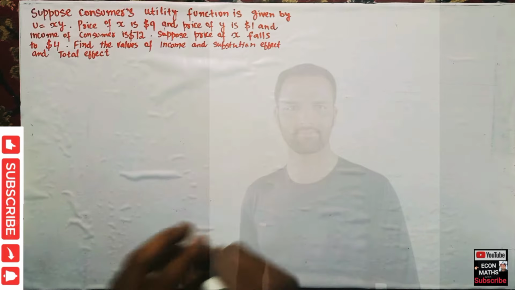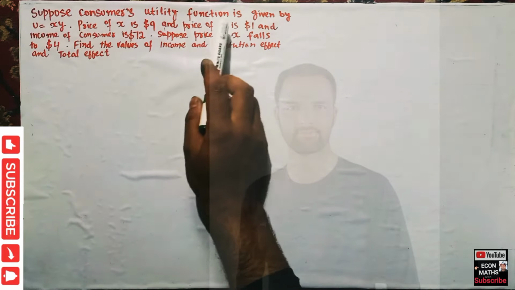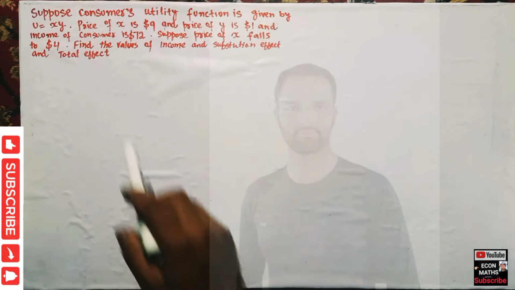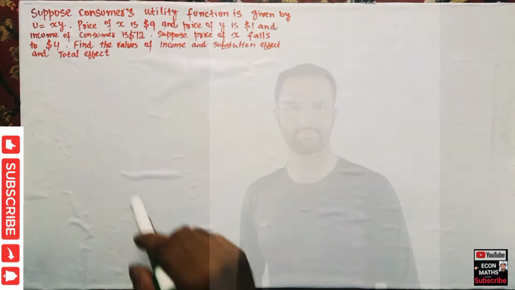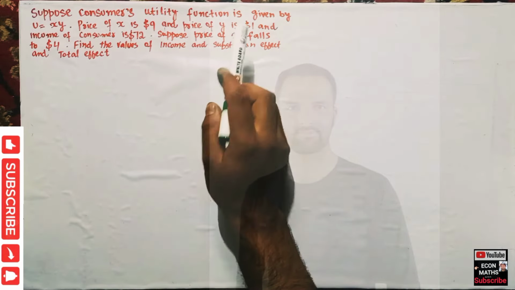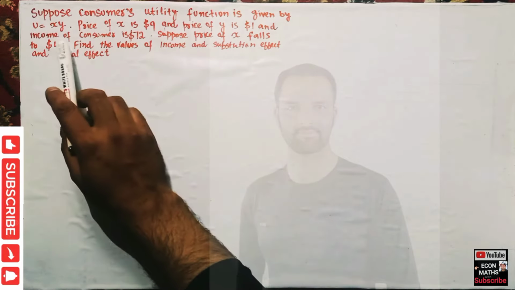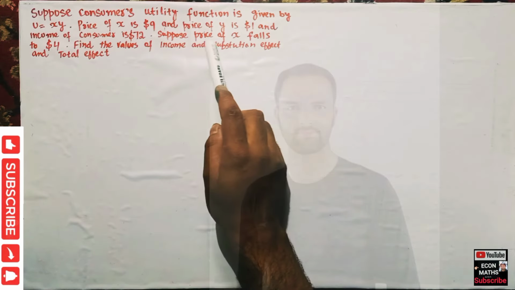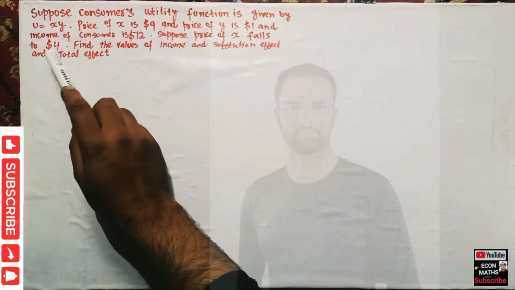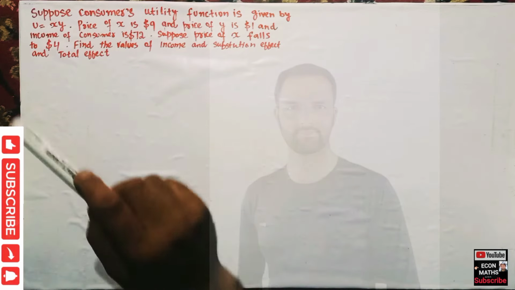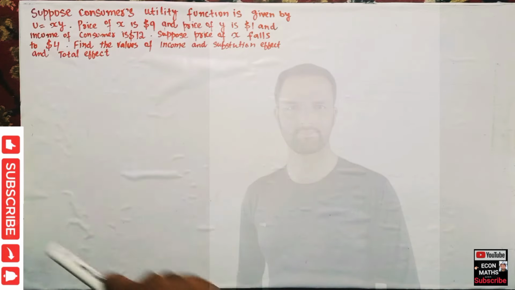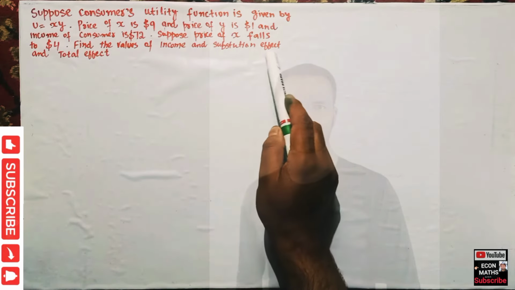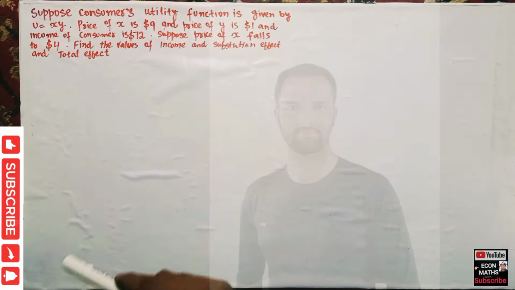The question is like this. Suppose the consumer's utility function is given by u equals xy, where x and y are two goods. The price of good X is given as $9 and the price of good Y is $1. The total income of the consumer is also given as $72. Suppose the price of good X falls to $4. Originally it was $9 and it fell to $4. We have to find the values of the income and substitution effect and the total price effect.